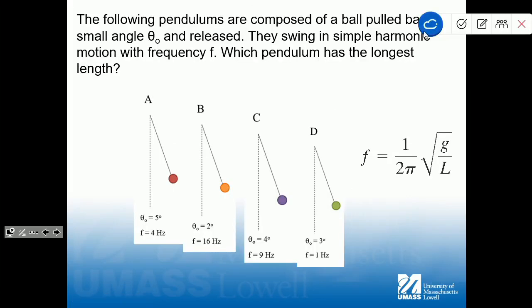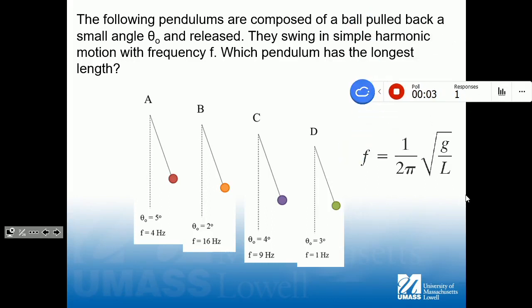Right, let's see if you guys are awake. Four different pendulums, four different frequencies. I'm asking you to tell me which one of them is the longest. So what that means, of course, is analyze how f depends on L. The equation is right there. So I'm looking for large L. Am I looking for a small f or a large f?